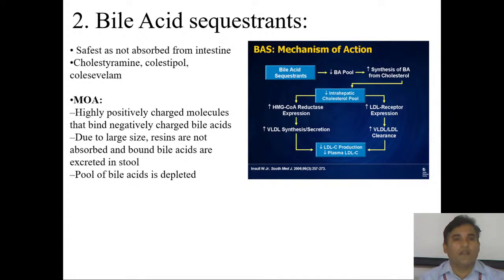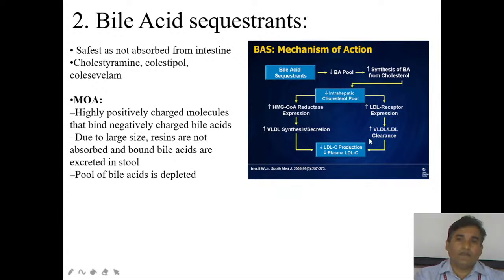The other is the bile acid sequestrant. These are highly positively charged compounds which bind to the negatively charged bile in the GIT, forming a complex. When it forms a complex, it inhibits the further enterohepatic circulation of the bile. Bile is a form of cholesterol, and ultimately it gets processed out through the fecal matter.